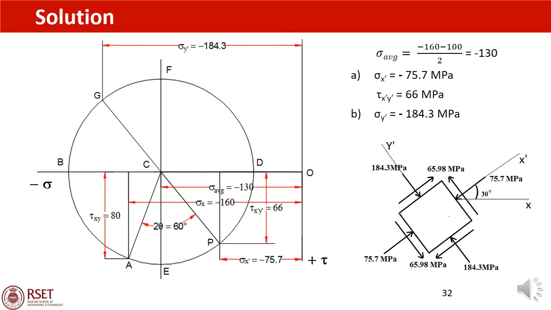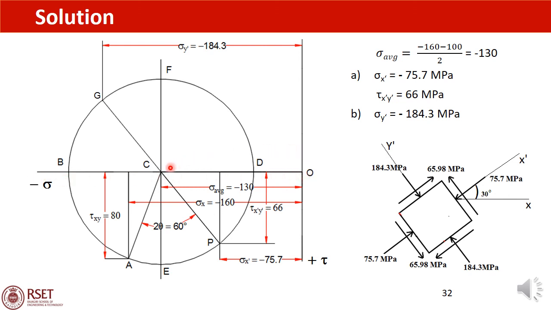With respect to the origin O, first of all we need to locate the center C of the Mohr's circle. The center C has the coordinates sigma average and 0. The values of sigma x and sigma y are given to be minus 160 and minus 100 respectively. Therefore sigma average becomes minus 160 minus 100 by 2 is equal to minus 130 units. Now choosing a suitable scale, we can locate the point C from the origin O. So it will be along the negative sigma axis.